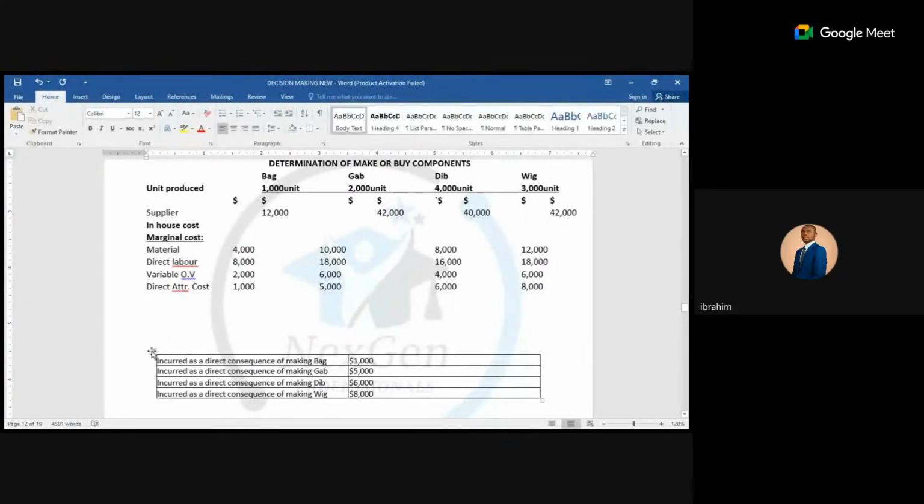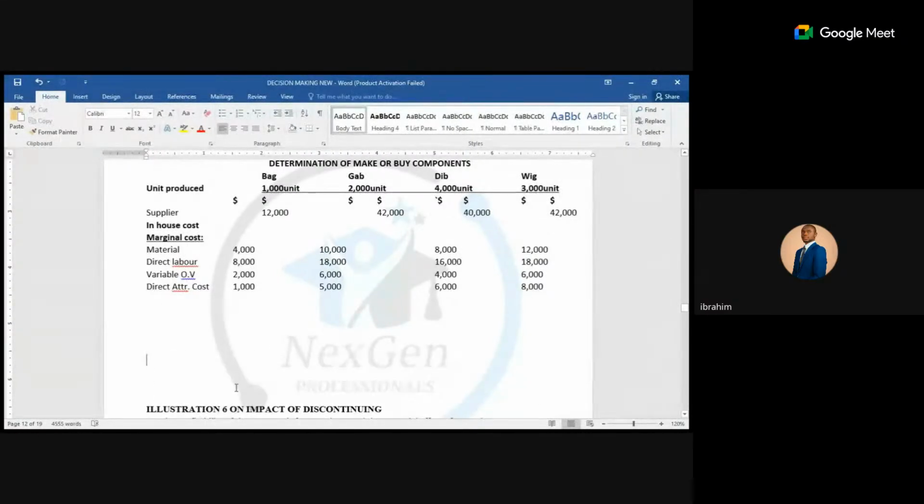Because the question says, which of the components should we buy? Or should we make or buy? Right. So what is the total cost here for the in-house? What is the total cost? 15,000 naira.